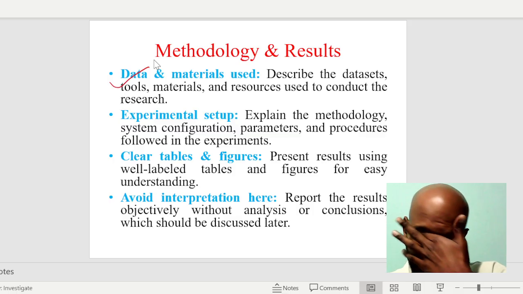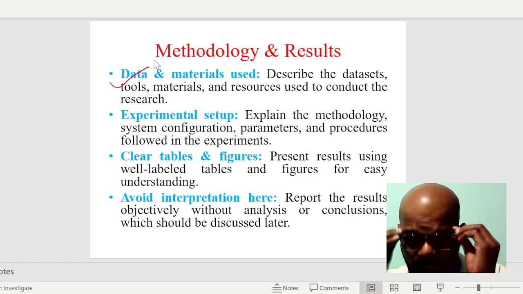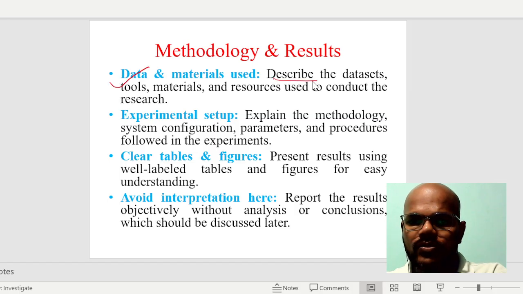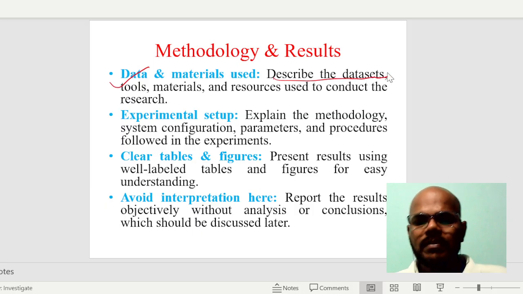In data and materials used, in data you have to describe the data sets. It is not necessarily a data set. For example, if you take machine learning or deep learning, data sets will be present, right. But if you are taking cryptography or encryption, there are no such data sets available. So you have to discuss what type of data you are using in the research article: where you collected the data, and how you pre-processed the data. Those kinds of things you have to include in this area.